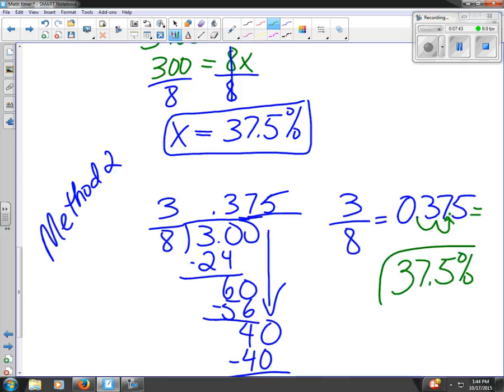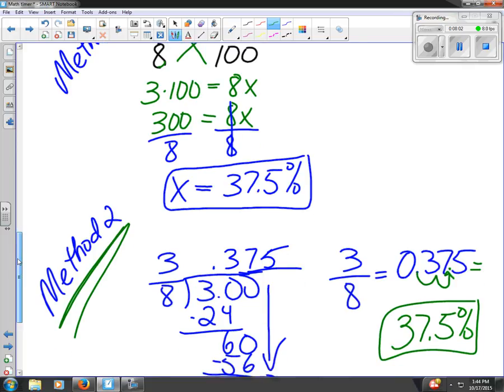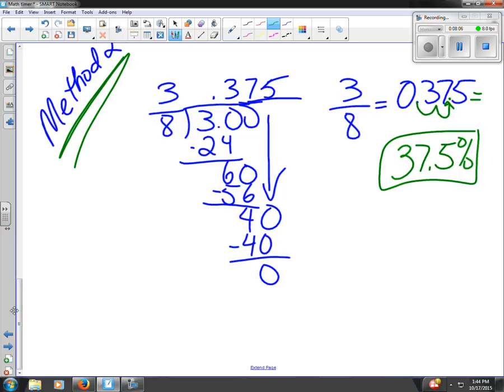So this is where it becomes 37.5%. Okay, so I personally, you'll see me use method 1 because it gets me to the percent right away. I don't have to then move the decimal point. So you'll see me use method 1 a lot, but I want you to be aware that there is another method. You can do the division and then move the decimal. That is very true. I happen to just solve the proportion and you're done. It's kind of one big step.